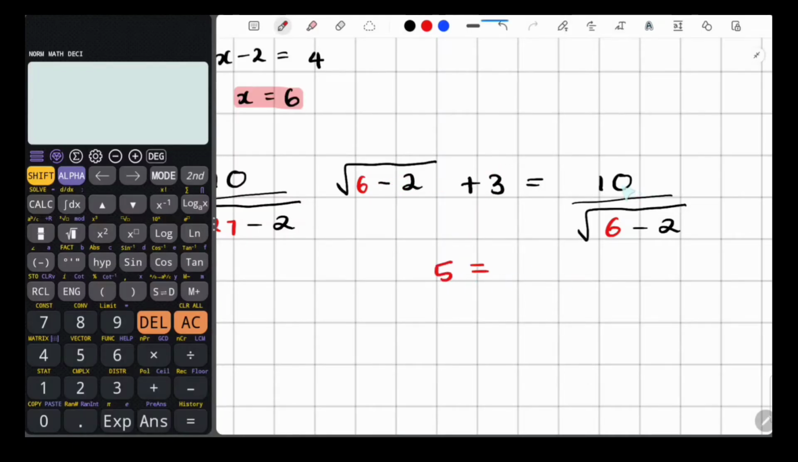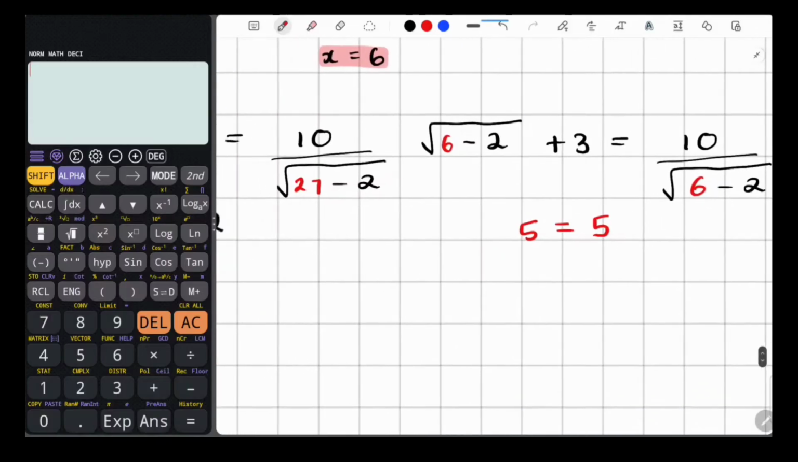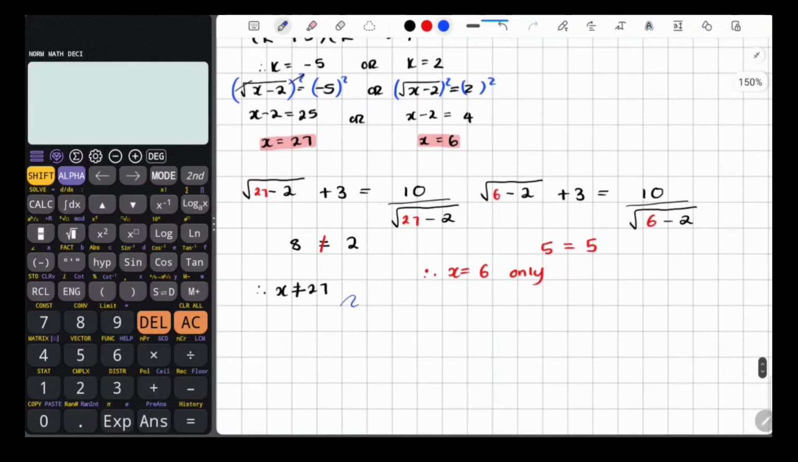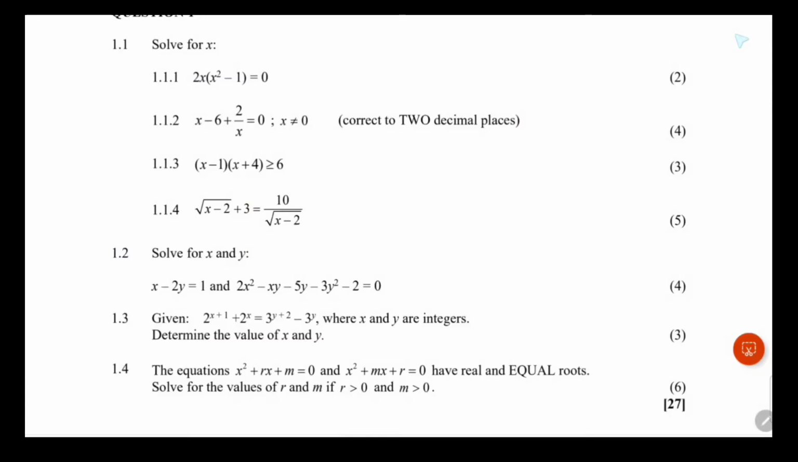And this is supposed to be equal to 10 over the square root of 6 minus 2. 6 minus 2 again is 4. Square root of 4 is 2. So that's 10 divided by 2, which is 5. So even if you had put this on the calculator, you see 5 is equal to 5. The equation balances out. The left is equal to the right. And so therefore, that means that x is equal to 6 only. You have to actually show them that you're invalidating this one, and here you're saying that this one is your solution. You get an extra mark for that. Okay, moving on to the next question.